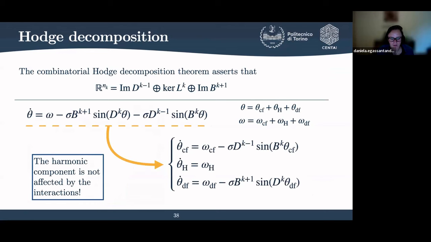So here this omega H is fixed for the entire complex. Yeah, omega is fixed a priori, it is a hyperparameter, you can say. So omega H is the projection to the harmonic space of this omega.